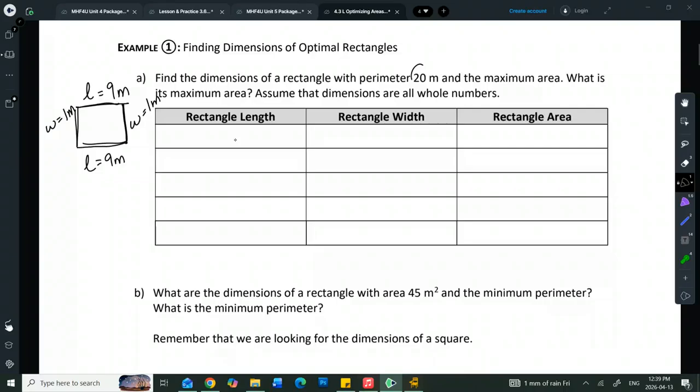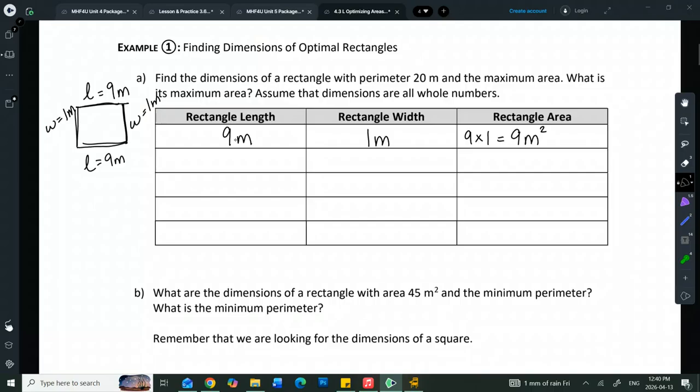Which gives me 20. So I'm looking to make my length and my width some kind of combination of meters that will add up to 10. That way the whole perimeter adds up to 20. So one option is that we have 9 meters and 1 meter, as I said. The rectangle's area is essentially length times width, or base times height. So that's going to give me 9 times 1, which gives me 9 meters squared.